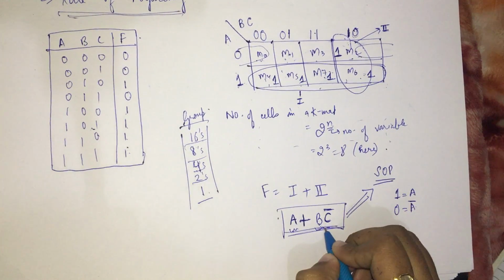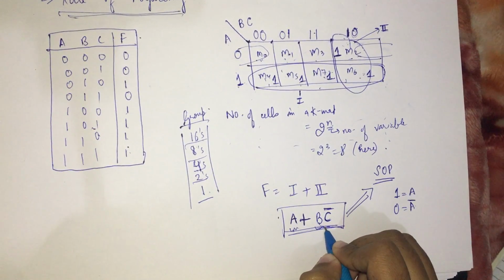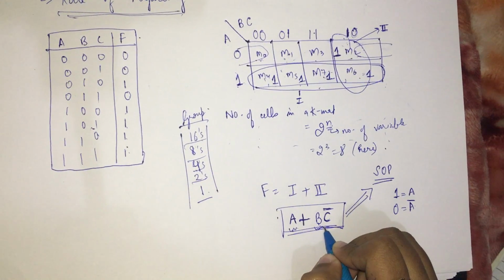That's all about the K map. In the next presentation, we'll solve one more question, and we'll study the 4 variable K map.